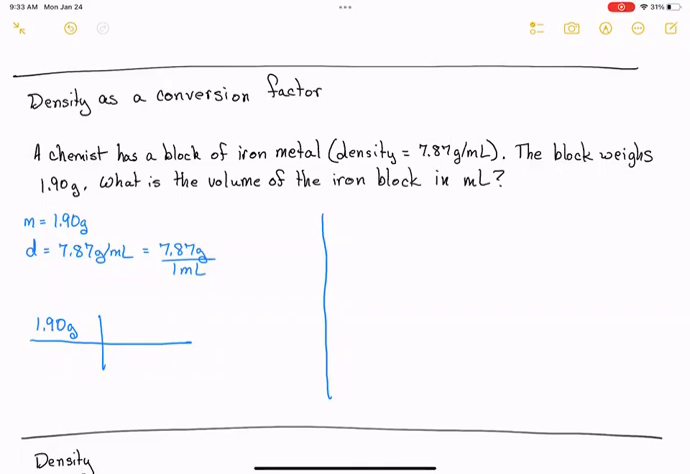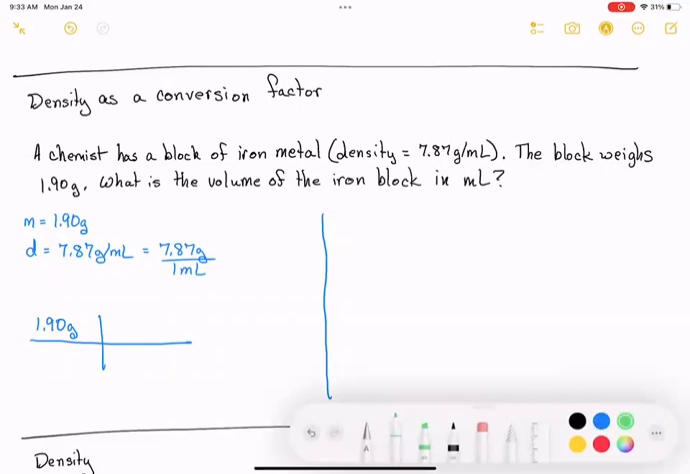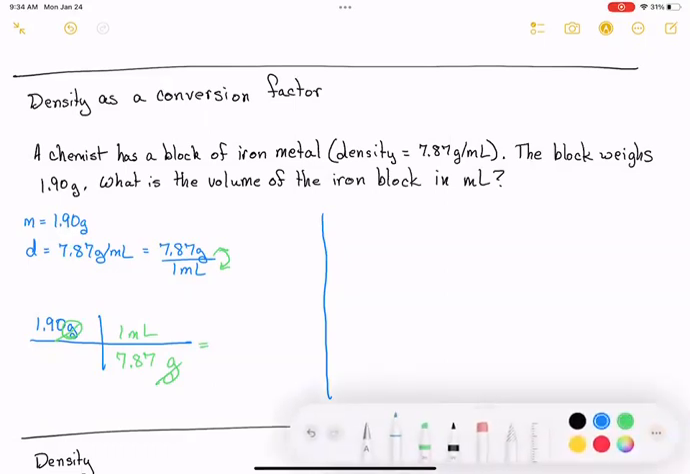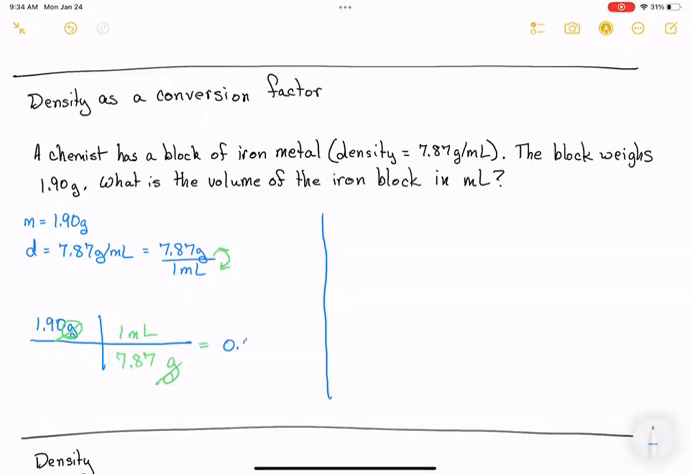Now, I have grams in the numerator. I need to make sure I have grams in the denominator. So I'm going to flip my conversion factor and place the gram portion into the denominator and the milliliter portion in the numerator. When I do so, the grams will cancel and I will be left with milliliters. And I get an answer of 0.241 milliliters.